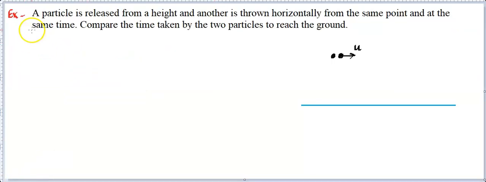Fine. Here is another question, and it says a particle is released from a height and another is thrown horizontally from the same point at the same instant. Compare the time taken by the 2 particles to reach the ground. So let's say this is particle 1, this is particle number 2. One particle is being dropped, another is being thrown with a horizontal velocity. Now the path of this first particle is going to be vertically downside, so that's the 1D motion. Path of the second is going to be projectile, like this, it's going to land over here. Both will hit the ground after a certain time.